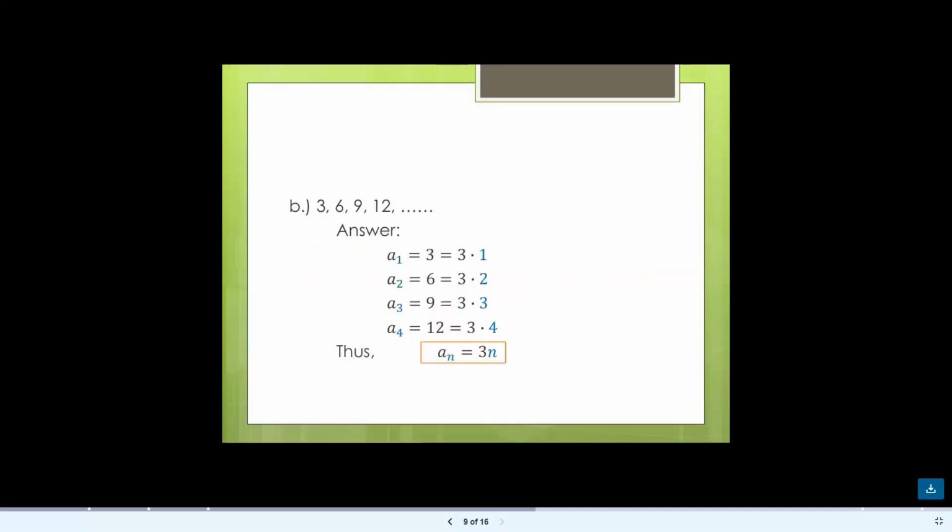So another example. You have to come up with the general term. So the general term is 3n. These are not hard.